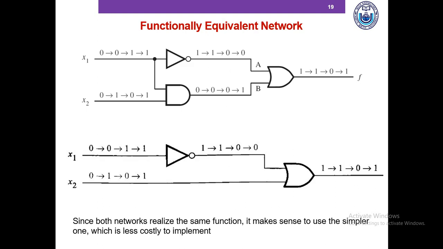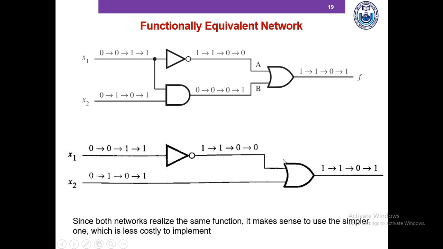Okay, so let's go back to the circuit that we were discussing earlier. So if we, let's say, mistakenly removed this AND gate in the bottom circuit here, these two circuits are exactly identical except the AND gate is removed. So if someone accidentally removed this AND gate, we see that the circuit is still giving the exact same output. Since both of the networks realize the same function, it makes total sense to use the simpler one, the bottom one here, because it requires one gate less, which means it's less costly.